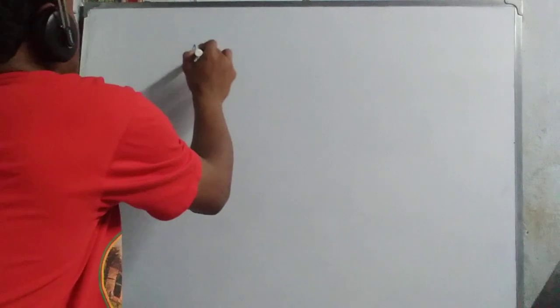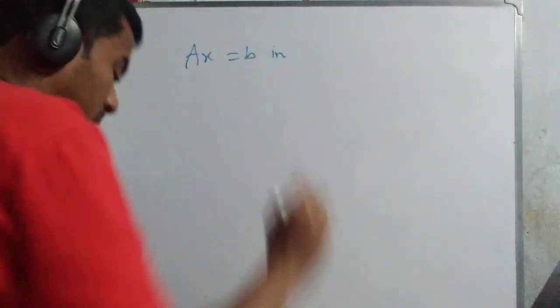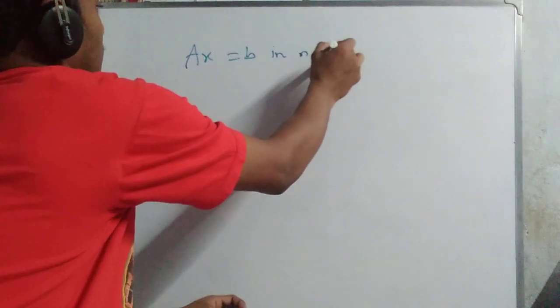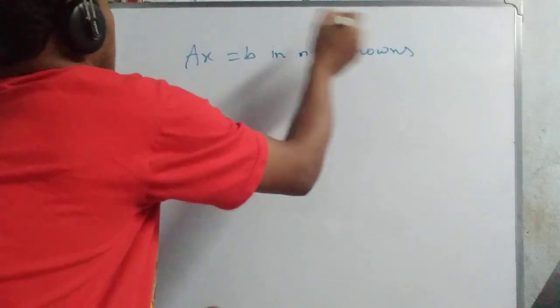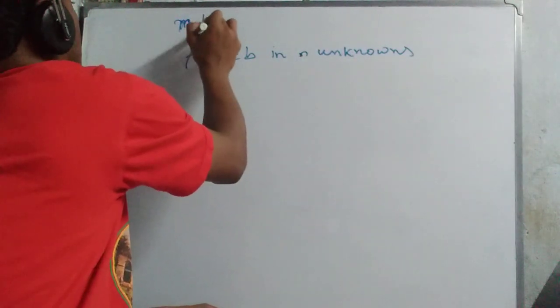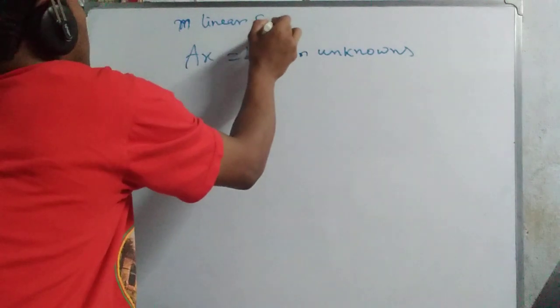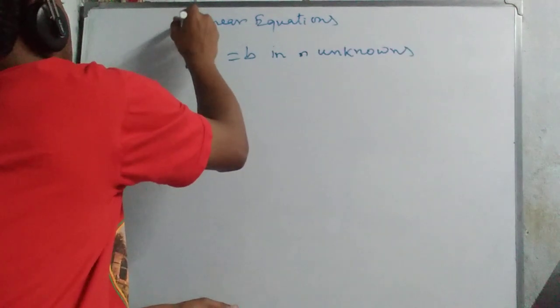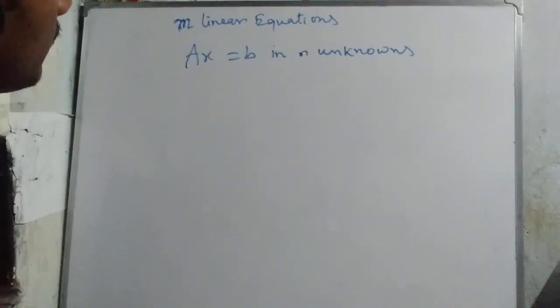Today I discuss one important topic related to systems of linear equations. We also know the system of linear equations Ax = b, that means m linear equations in n unknowns. Understood? Ax = b.